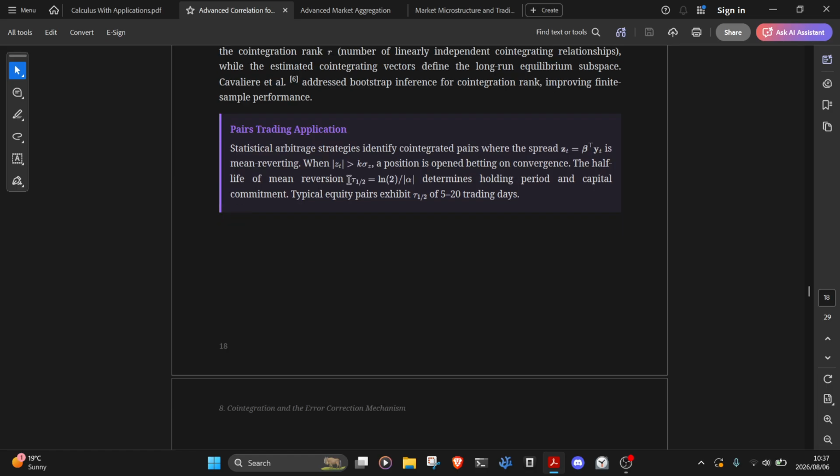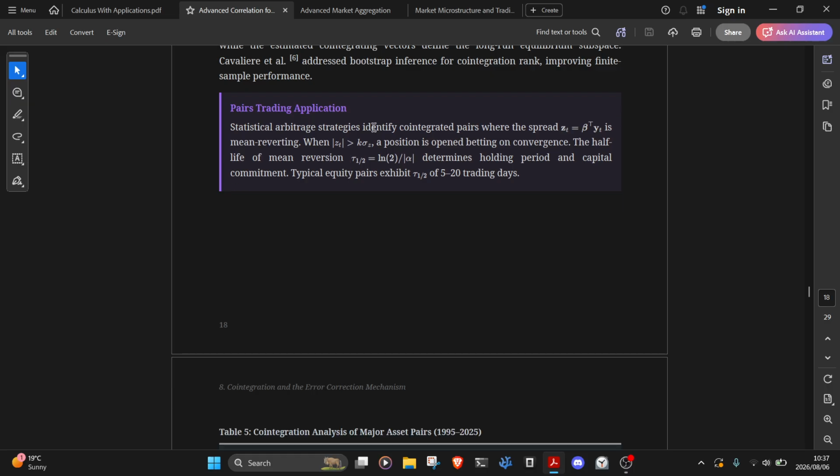Here's a pairs trading application. Statistical arbitrage strategies identify co-integrated pairs where the spread z_t equals the transpose of beta times y_t is mean reverting. When the absolute value of z_t is greater than k times sigma_z, a position is opened betting on convergence.